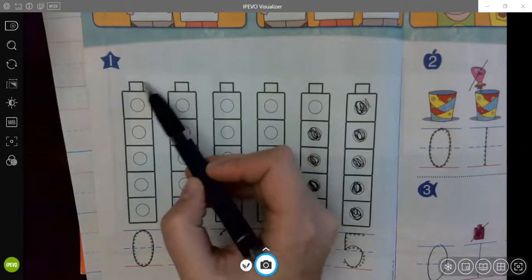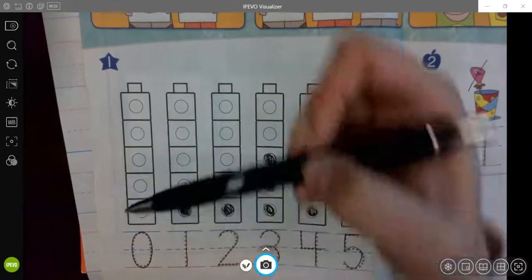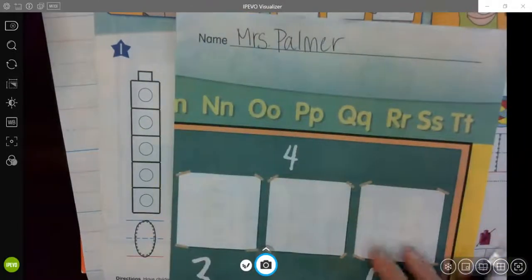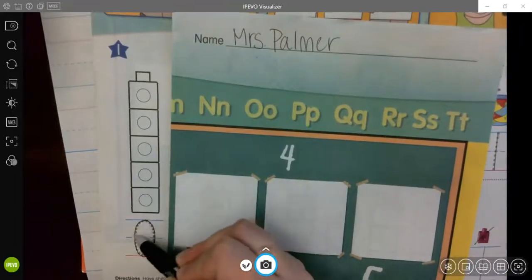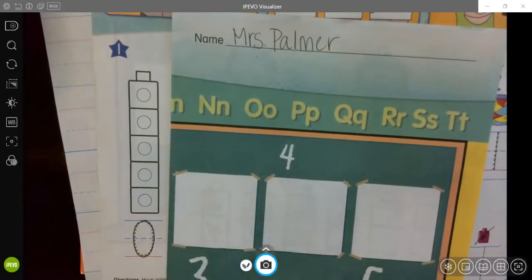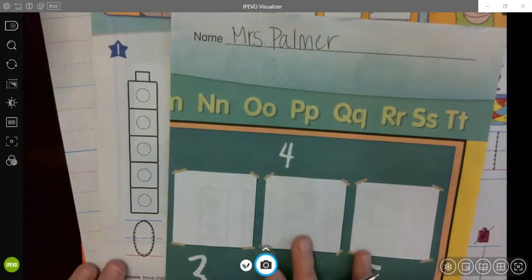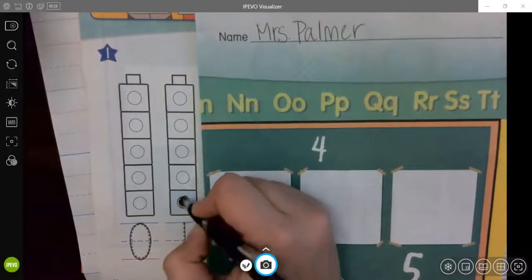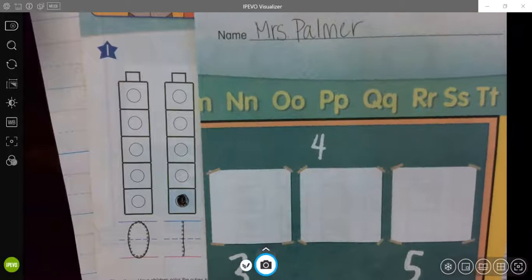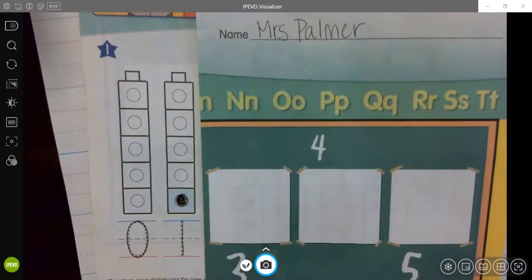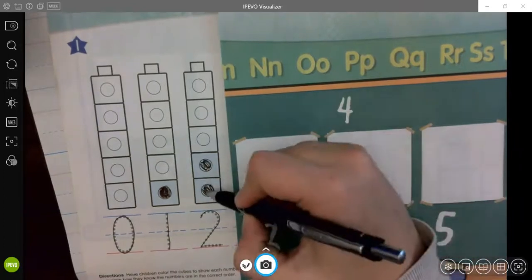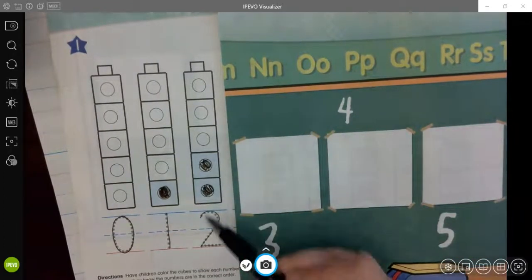So we have our first tower of cubes. And no towers are colored in. Since no towers are colored in, that means it's 0. So I'm going to write the number 0 right here. Practice tracing it. It looks like a big O. Next, only 1 is colored in. So color that 1 block in. If there's only 1 block in, that number is 1. The next one, 2. 2 comes after 1. So 2 cubes are colored in. So we write the number 2.